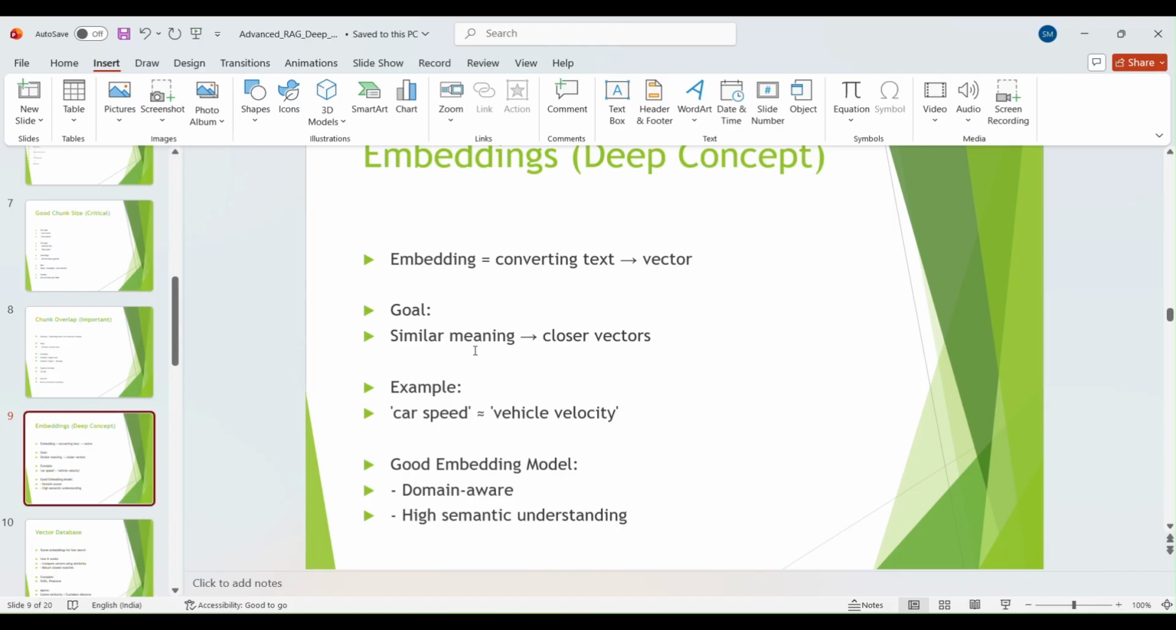What is embedding? I told you, embedding means whatever chunks we have, we convert them into numeric format. That is called embedding, converting into vectors. This is the word that I was forgetting: vectors. Each numeric value is known as a vector.